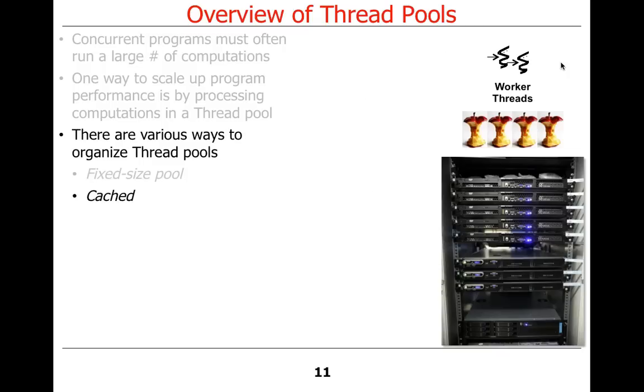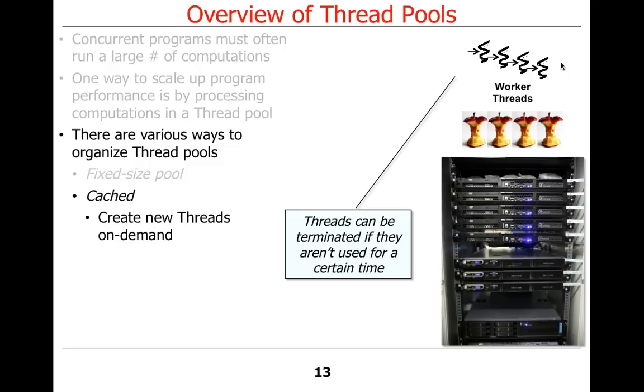There's another model called a cached model. And again, there's all kinds of variations of this. What I'm going to describe here is kind of the way that Java works. What they do here is they create new threads on demand. So as new work appears, rather than queuing stuff up, a thread is created to run it. However, if the threads aren't used by a certain period, like 60 seconds, then they're automatically shut down.